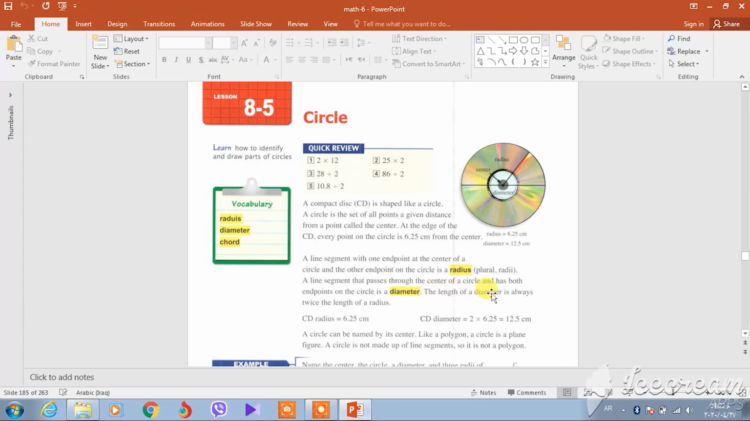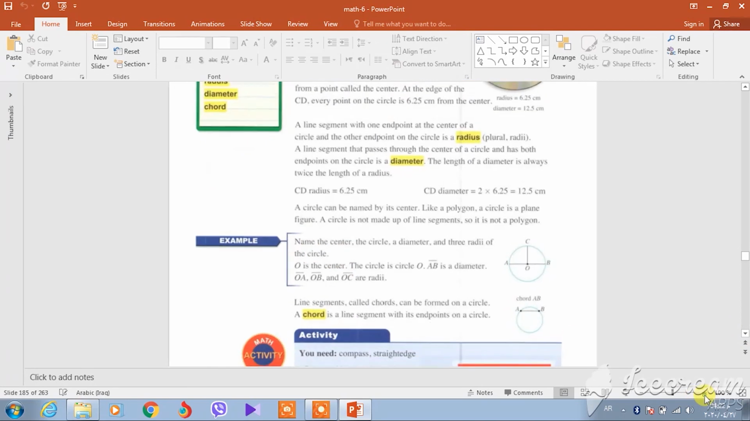The length of a diameter is always twice the length of a radius. If you have this radius, what about the diameter? Twice the length of the radius, student. So if the radius of this CD equals 6.25 centimeters, what about the diameter? The diameter equals 2 times 6.25, or you can say 6.25 plus 6.25, equal to 12.5 centimeters, student. And we have an example there.